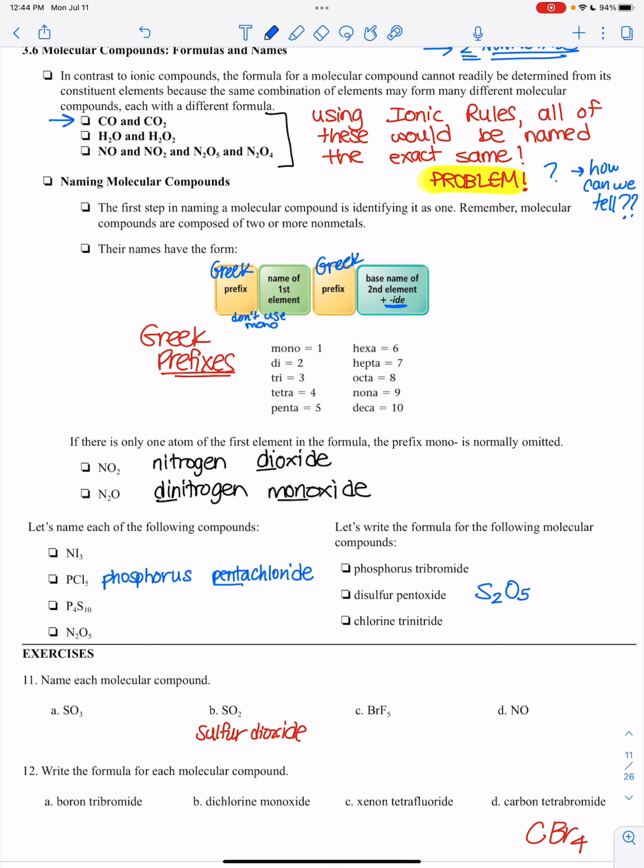So mono is if I have one of an element, di is if I have 2, tri 3, tetra 4, penta 5, hexa 6, hepta 7, octa 8, and so on and so forth. So here's just a couple quick examples. If there's only one atom of the first element, like I said, the prefix mono is normally omitted. It's not usually used, so I wrote that there.